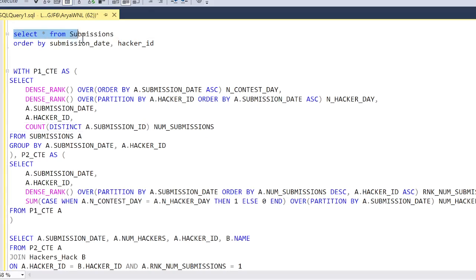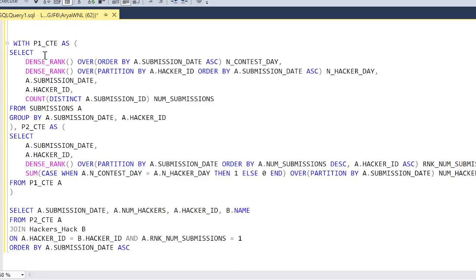Okay, so these are the 2 tables, right? Now this is the submissions table, and this is the hackers table. Basically I have made the submissions table as well as the hackers table. Now I have written the solution, but let's try to understand that solution. Okay, so first what I am doing, just focus on this one. First focus on this one.